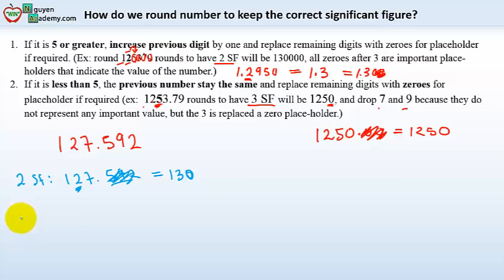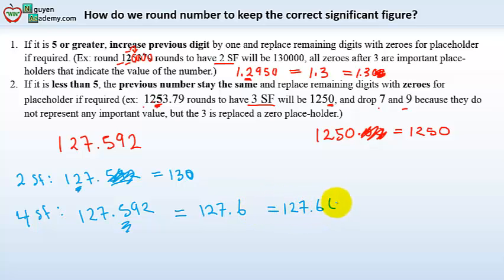Now let's try another one with four significant figures. Okay, ready? So what we have here is the 4th significant figure, right? We have 127.592, and this is the 4th one. So I'm going to look at the next one. That 9 is going to make a 5 into a 6. So what we have here is 127.6. Do we need to put the 0 here? No, because 127.60 is the same as this. So we don't look at this one.